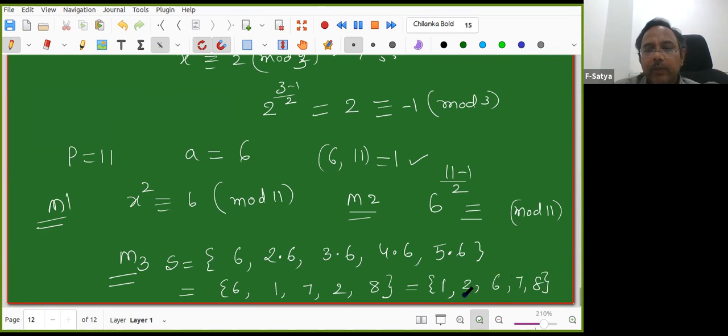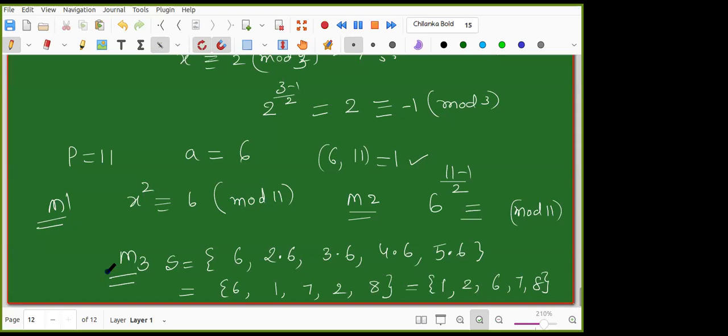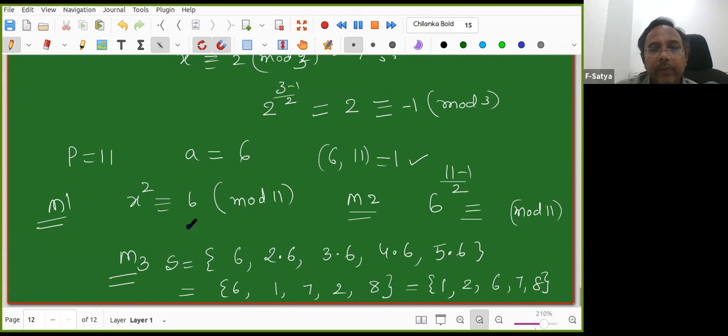Okay. So finally, what is your conclusion? Any one of you now? Quadratic non-residue. It is a quadratic non-residue. So we can prove it by using this. I'll substitute 1 square, 2 square, 3 square, 4 square, 5 square, up to that extent only. No need to prove the remaining.